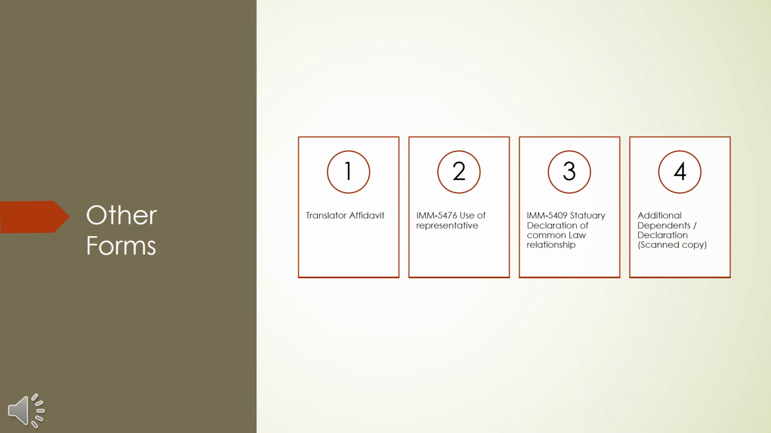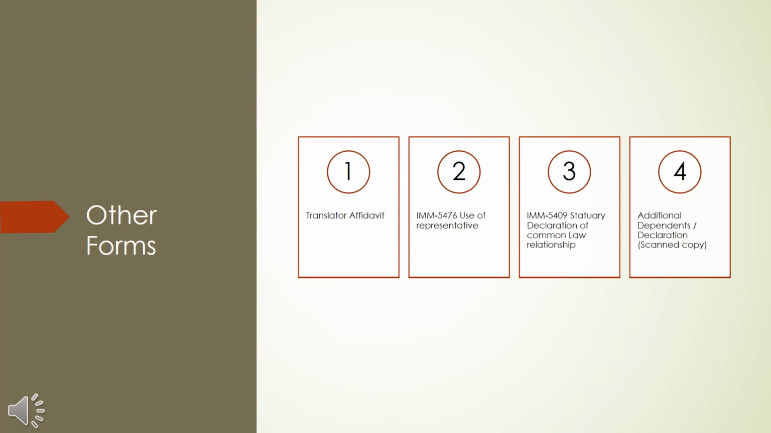The second one is IMM 5476. This must be completed by the principal applicant. I use this form to permit the SINP to release your application information to another person or agency acting on your behalf. If you are going to hire any representative, you need this form. Otherwise, you are okay if you are going to do all your work by your own hand. You really don't need this form.